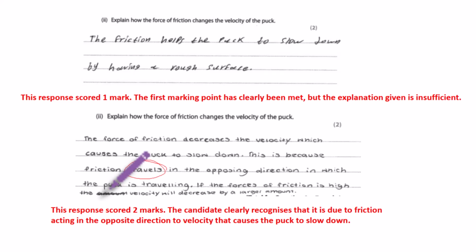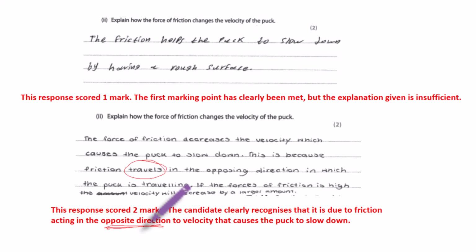So this was a very clear indication of the student's knowledge that if a force acts in the opposite direction, basically if a resultant force acts in the opposite direction of the motion, the body always decelerates. So this response scored 2 marks. The candidate clearly recognizes that it is due to friction acting in the opposite direction. I repeat, so the opposite direction was a very important aspect of this question.